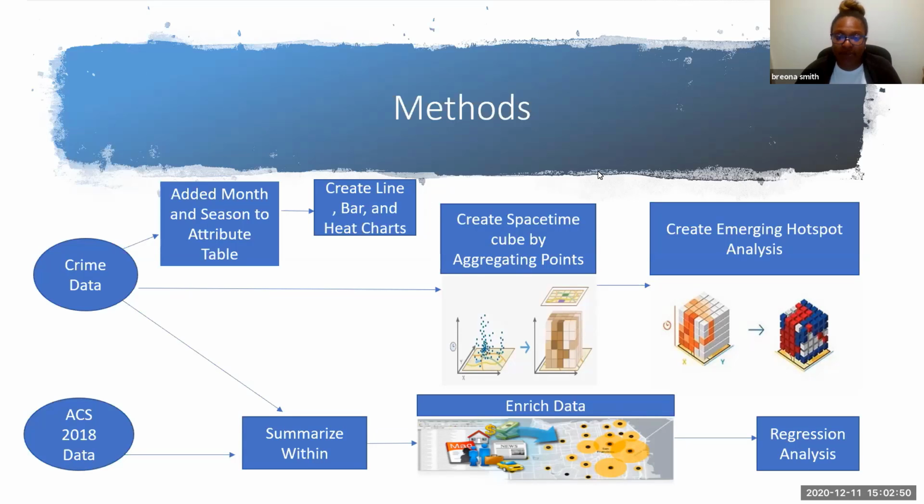Also, I created a space-time cube, and that cube was then used to create an emergent hotspot analysis. Next, for the ACS data, I summarized the crime data incidents within each census tract. Then I enriched that data with demographic data and ran my regression analysis.